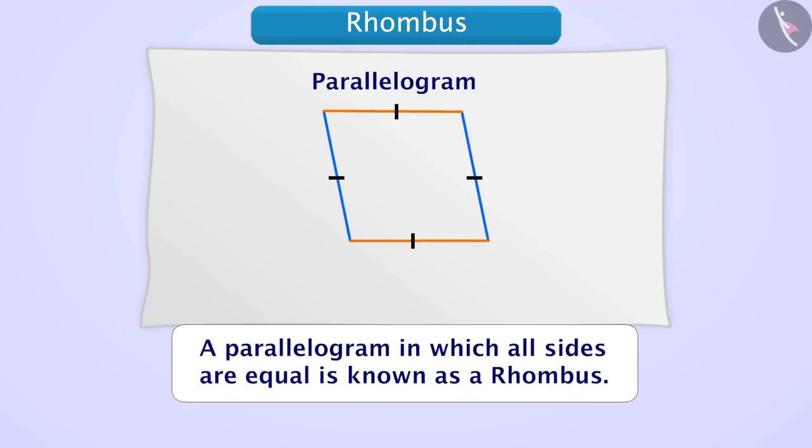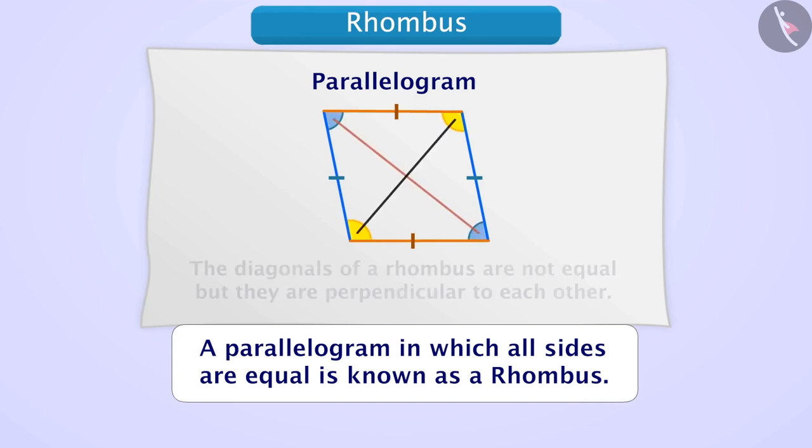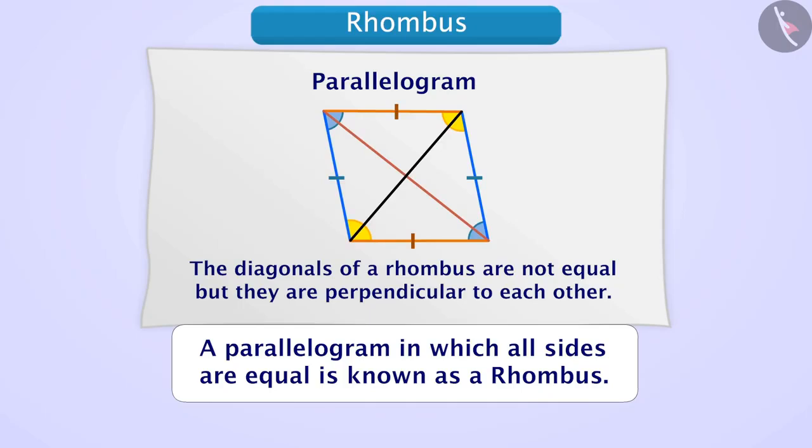It has its own properties. Like here, its opposite sides are parallel and they are equal. If we measure all its angles, then we realize that its opposite angles are equal. If we talk about its diagonals, then we observe that the diagonals of a rhombus are not equal, but they intersect each other at 90 degree, which means these are perpendicular.